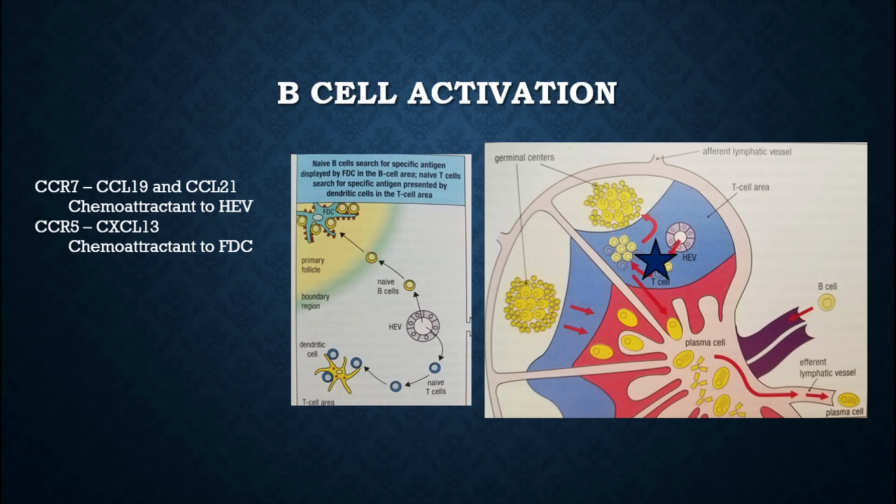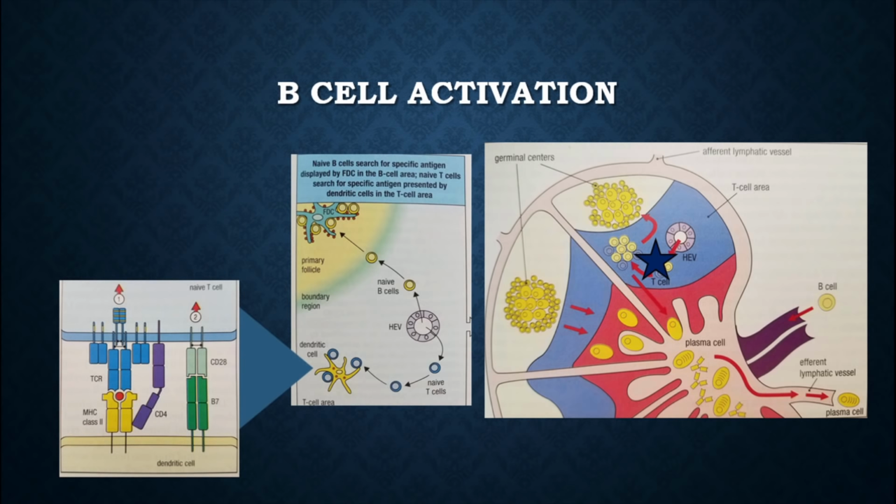Additionally, B cells have a receptor, CCR5, which interacts with CXCL13. CXCL13 is a chemoattractant made by the follicular dendritic cells. So the point of this is that you want a B cell to get to the lymph node, and then you want it to go to the dendritic cell because that's where antigens are presented. Okay? But before we get there, there's an important thing that happens.